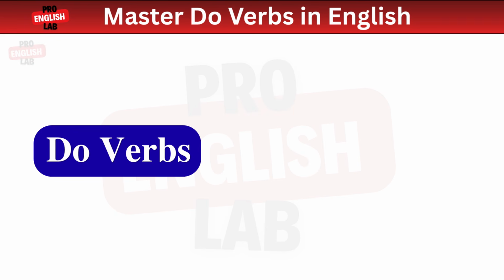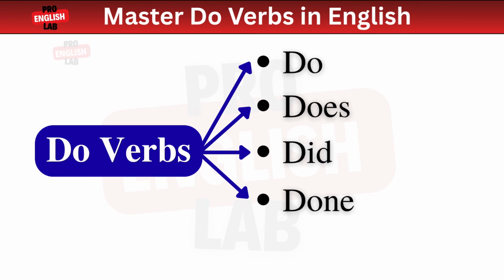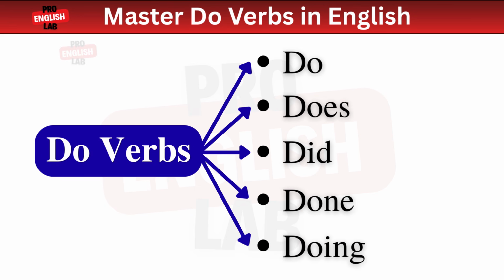The verb do is one of the most common verbs in English. We use it every day in different situations, such as asking questions, making negative sentences, and talking about actions. The verb do has several forms that we use in different tenses and sentence patterns. These forms are do, does, did, done, and doing. Now, let's learn how to use each form step by step.